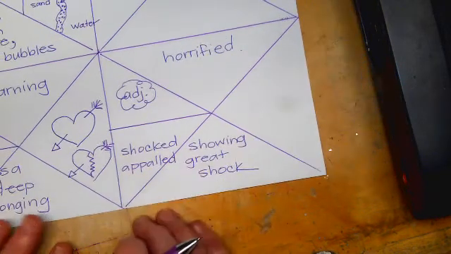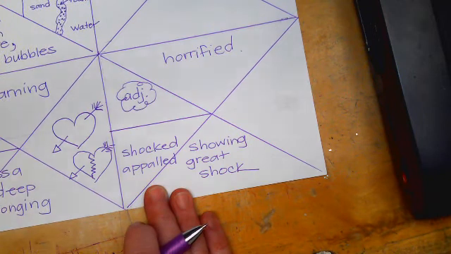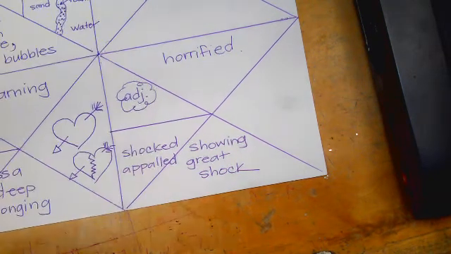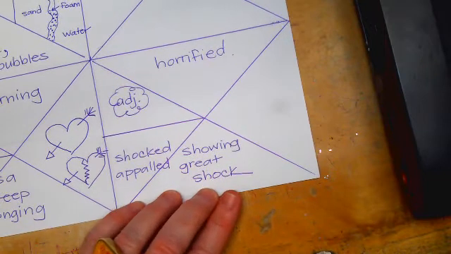So horrified means that you just can't even believe that something happened. You're just completely in shock. You're just amazed, and not amazed in a good way. Like you're horrified something terrible has happened, right? That's just shocked you to the core.